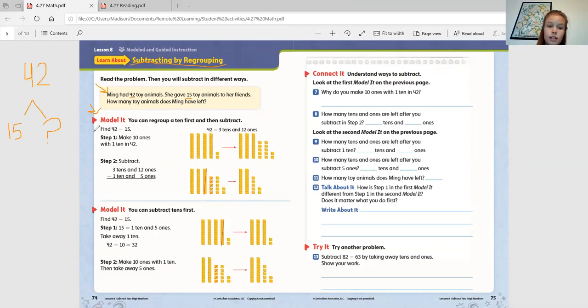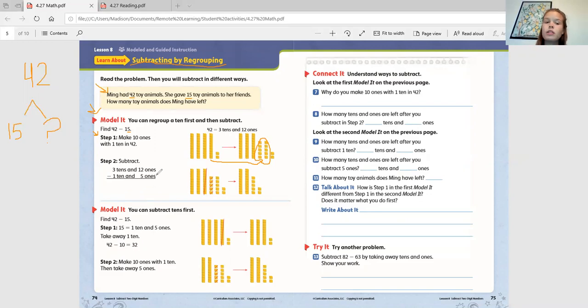Now the first step, it says, because we only have 2 ones, but we're having to subtract 5 ones from it, and we can't do that. So we're going to take one of these tens and make it into 10 ones. And that's what happens right here. So that 10 got broken apart into 10 ones, giving us 3 tens and 12 ones. Let's count up all those ones. 1, 2, 3, 4, 5, 6, 7, 8, 9, 10, 11, 12. So 12 ones.